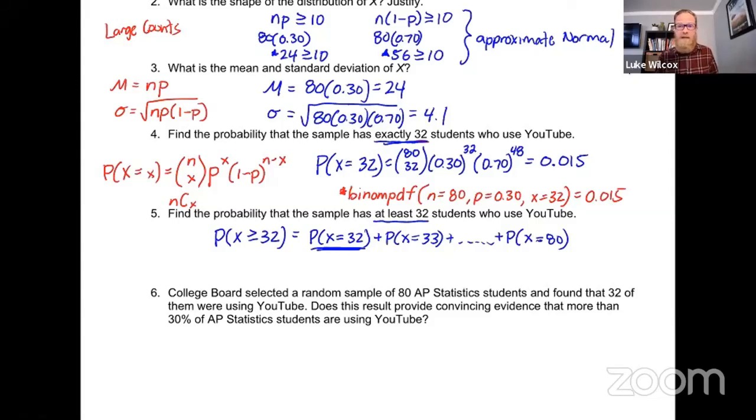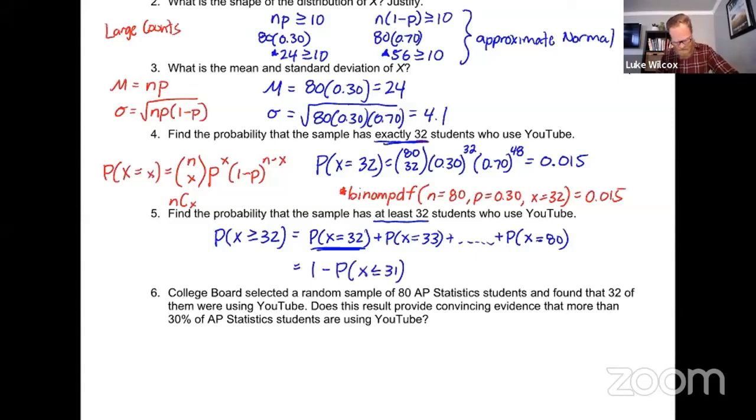We need some technology help here from the calculator. And in order to use the calculator, we have to turn this into a statement that uses less than or equal to, because that is the command on the calculator. Binomial CDF gives you less than or equal to. Well, it's pretty easy to flip this one around, right? If I want 32 or higher, the values I don't want are 31 or below. So I can use the complement rule here and say 1 minus the probability that X is less than or equal to 31. And that should give me the right answer.